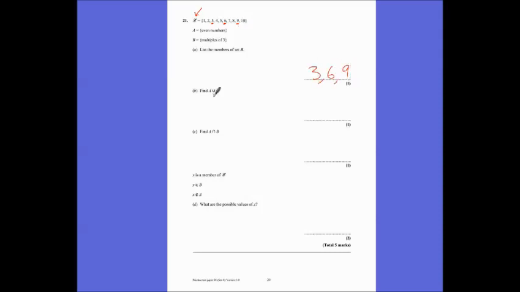It says find the union, so this means the union of A and B. So this means where you've got the same numbers in A and B. So the numbers in A are all the even numbers, so 2, 4, 6, 8 and 10. And the numbers in B are 3, 6 and 9. So you can see that the only number that's in both is the number 6. So union means the number that's in both. So the answer is just 6.